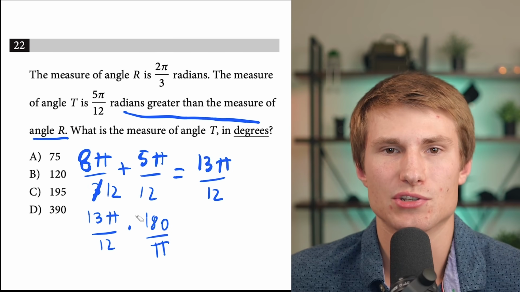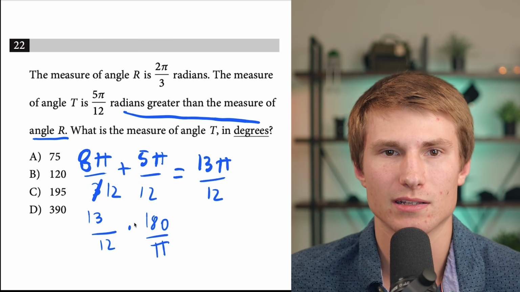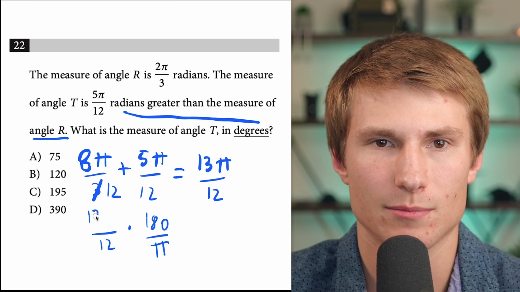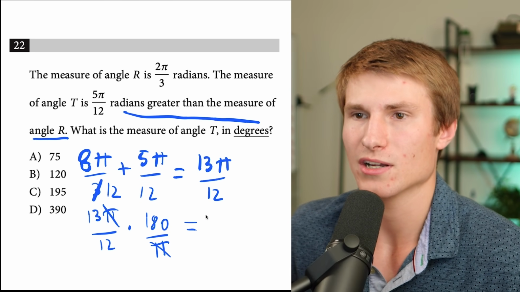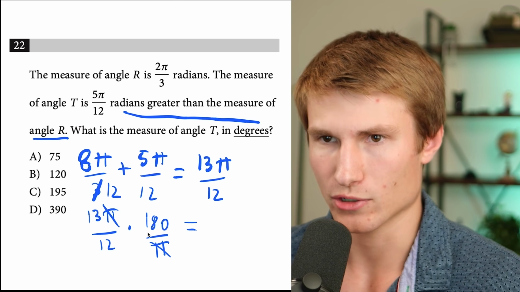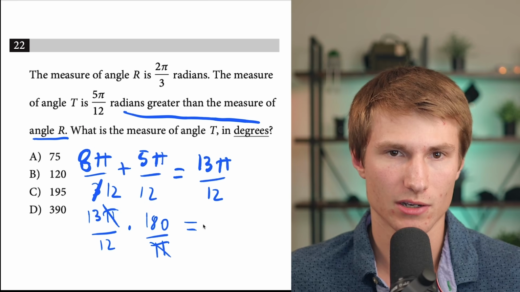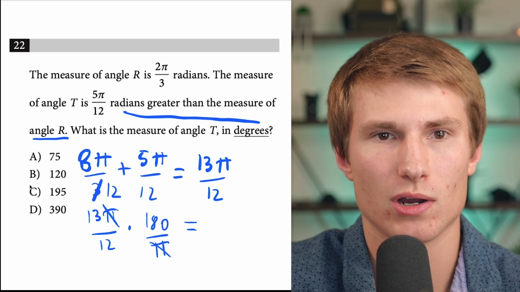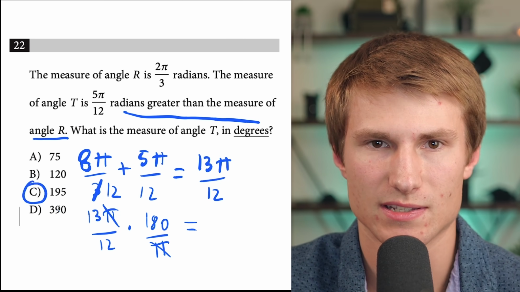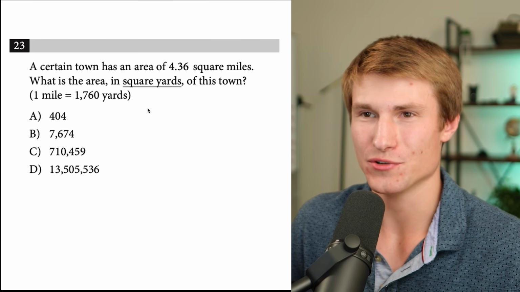Okay, so when we go ahead and do this, we're going to end up getting rid of our pi on each one. Sorry, I did not mean to erase that. Let me go ahead and put that back. Okay, we're going to end up canceling out those pi's, and we're going to end up with 13 times 180 over 12, which we're going to go ahead and put into our calculator. And once we do that, we're going to see that that turns out to be 195 degrees, which is answer choice C.